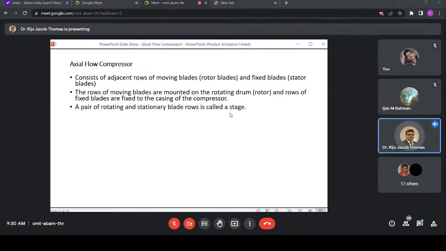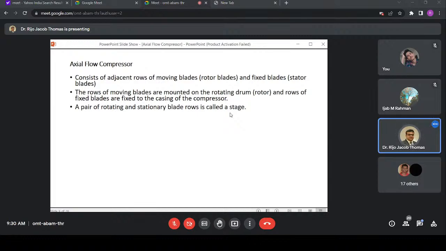Generally this is a small compression, like 1 to 1.2, 1.2, 1.3. That is the increase in pressure ratio in one stage. So these are generally multi-stage compressors, minimum 5 stages. There can be 12, 13, 14 stages, so that we can go for higher pressure ratios. The outlet of the first stage becomes the inlet to the next stage, and so on.